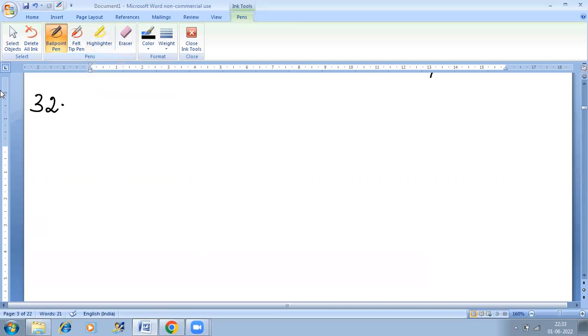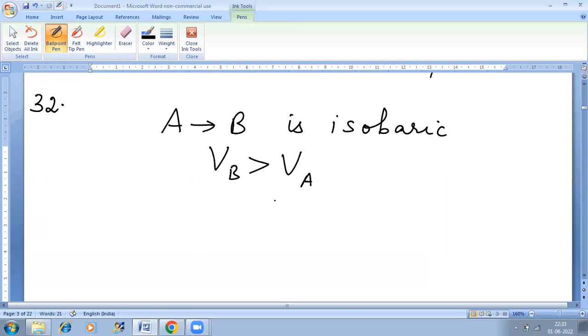Next question. Now, this is a cyclic process. If you look at this carefully, A to B is isobaric because the pressure is constant, but the volume increases, which means VB is greater than VA. Then B to C. B to C is what? B to C is isothermal process. It's a curve.